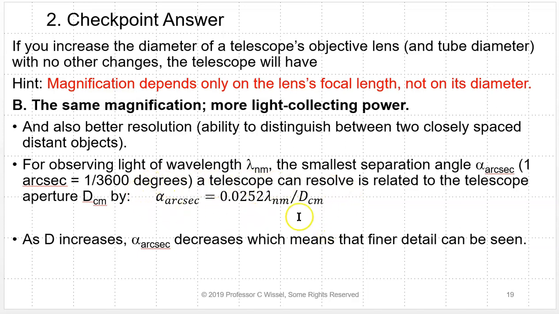Now notice that this is a mixed unit. The units are taken care of in here, but you have to make sure you use the right ones. Now you can see that d is on the bottom. So if you get d big, the largest d you can get, this makes alpha as small as possible. When this is small, it means that you can distinguish better between two closely spaced objects.